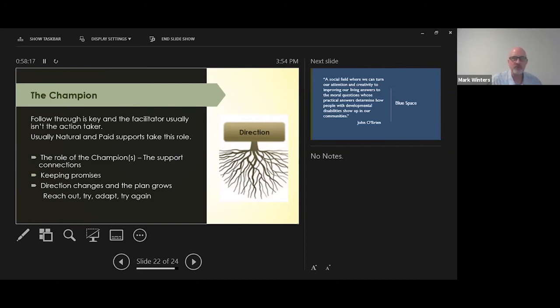The follow through and the direction of a plan holds that we need to keep the promises that we make. Again, we don't open doors to hope to then shut them. If we dedicate ourselves and tell a person we're going to support them and help them, we actually follow through and do it. And as the direction changes, as the plan grows, we reach out, we adapt, and we try again, and we keep building and keep moving forward. So planning in a nutshell.